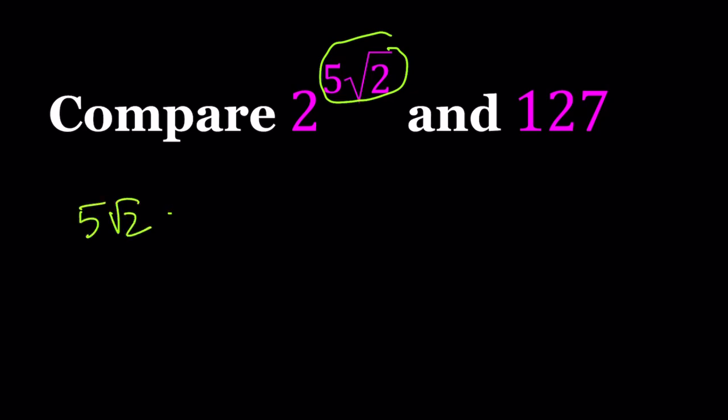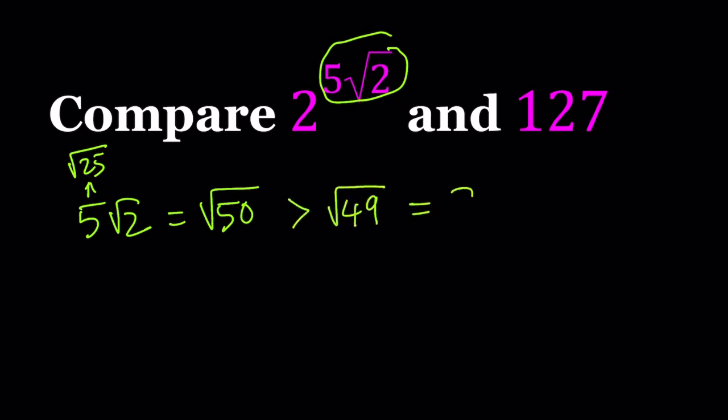5 root 2 is square root of 50, right? I hope you agree on that. And if you don't know how, you can write the 5 as square root of 25 and then just multiply the radicals. Radicands, right? That's such a weird word. Anyways, so 5 root 2 is the same as square root of 50, which is greater than square root of 49, which happens to be 7. That's interesting. Well, not so interesting, but you get the idea.